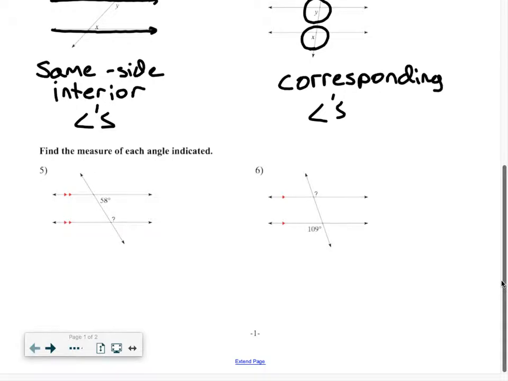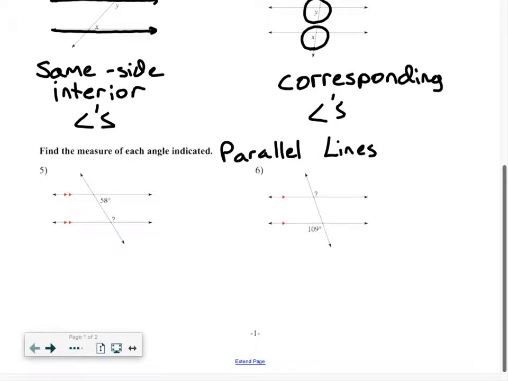So all 4 of those relationships should be reviewed, and you should be able to identify all 4 of those. A lot of times, guys, it's in one picture, and we just name some angle pairs. So that's a familiar type of problem. In lesson 3.2, we learned about parallel lines cut by a transversal. So in this section, these problems have parallel lines cut by a transversal.